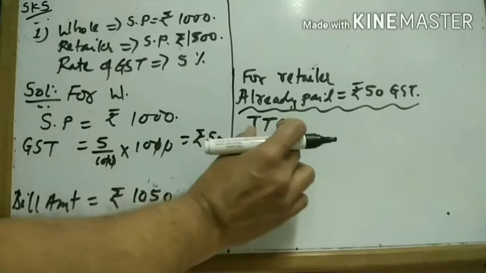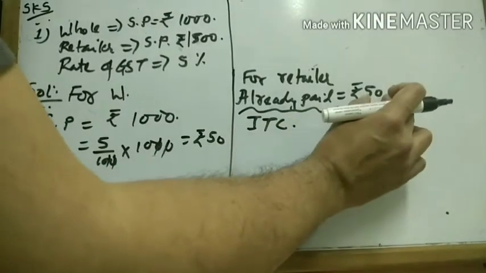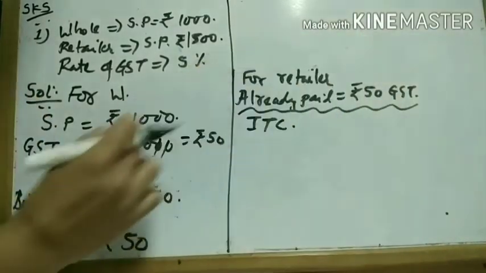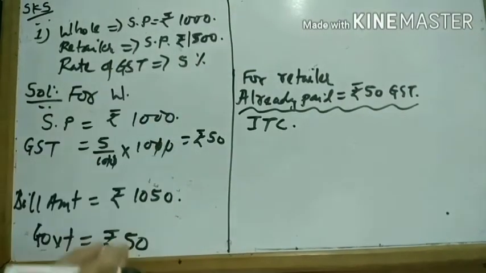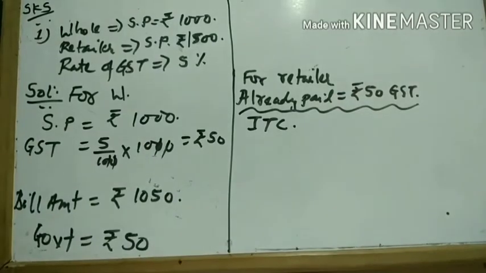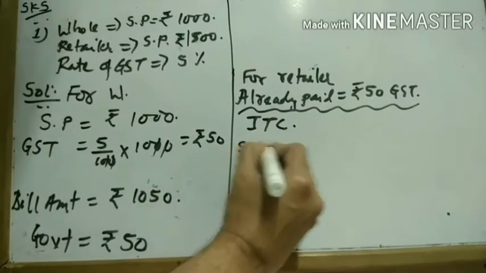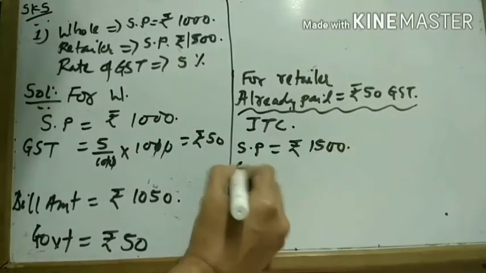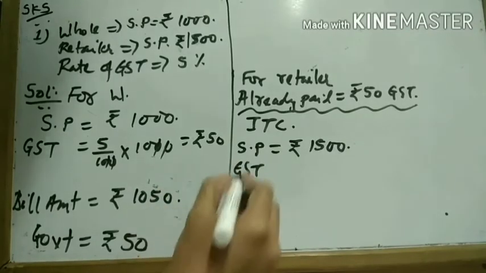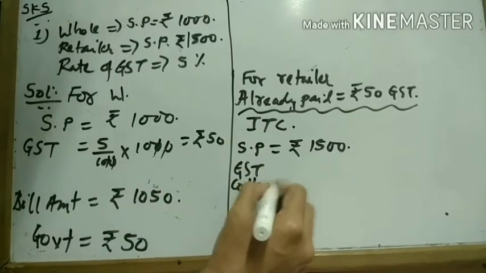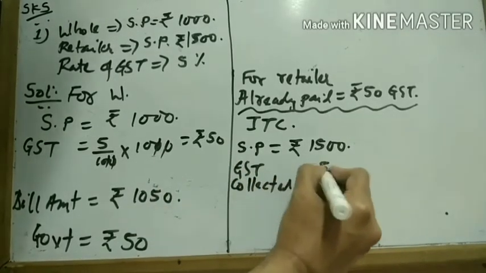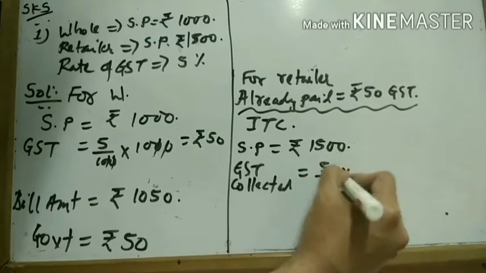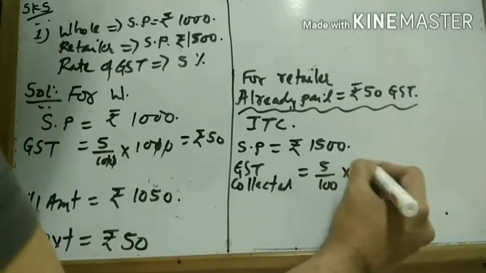Why is it called the input tax credit? He has already paid 50 rupees to the wholesaler, but ultimately that amount has gone to the government. So he has already paid rupees 50. Now we are talking about the retailer. For the retailer, SP is how much? Rupees 1500. So how much GST will he collect? Remember, GST collected by him this time will be equal to 5 upon 100 multiplied by 1500.